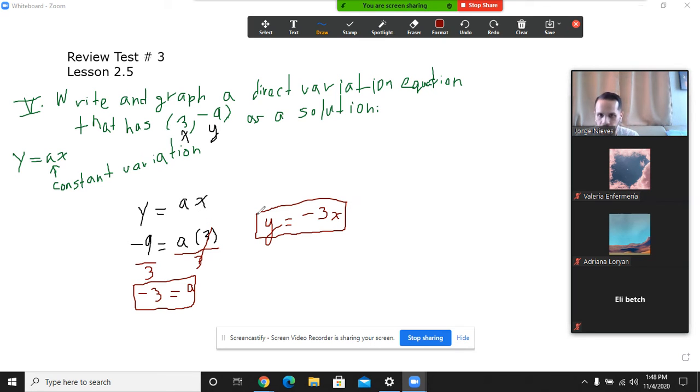It also says to write and graph a direct variation equation. Okay? So how do we do it? Well, we're going to graph what we have. We got 3 and -9. Let me try to do it very quick. Okay?